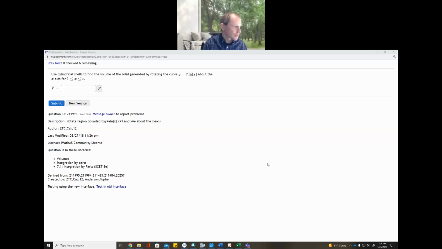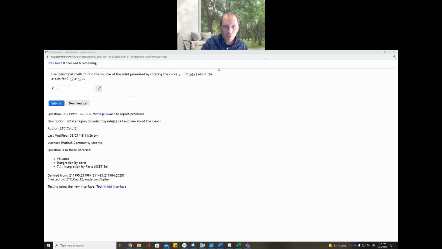Okay, so here's 2.3. This is question 8. After this, we'll do question 7. Use cylindrical shells to find the volume of the solid generated by rotating this curve about the x-axis, and we're given some bounds for x.